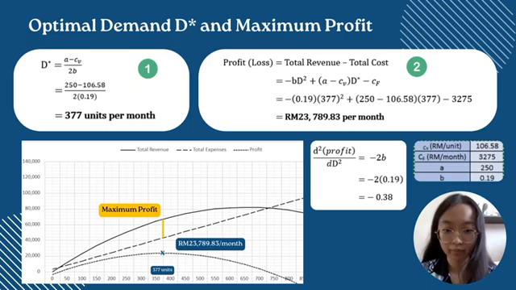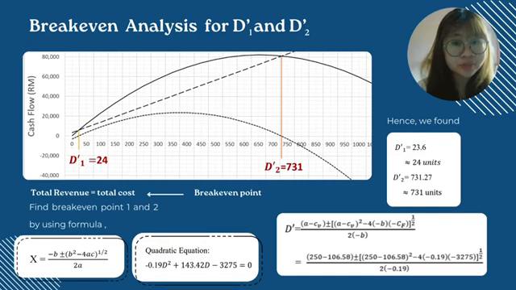Here, I will dive into the break-even analysis for finding break-even points 1 and 2. Based on this graph, we can see that there are 2 intersection points between the total revenue line and the total expenses line. These 2 points are known as break-even points 1 and 2. The break-even happens when the total revenue is equal to total cost.